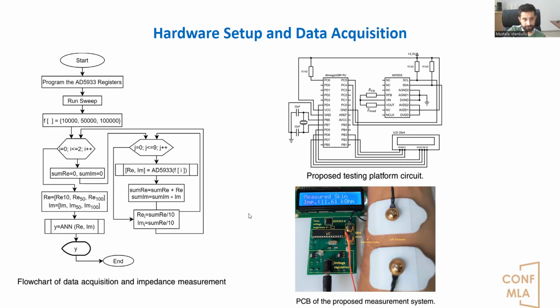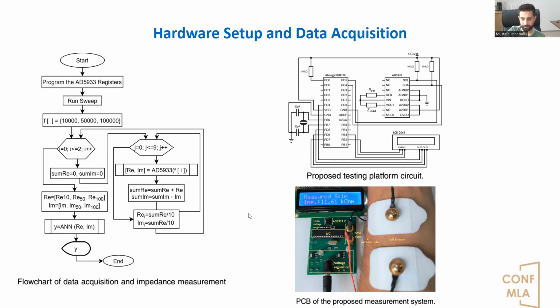Let's continue with the hardware setup. In this study, the impedance data acquisition is performed between 1 kilo to 200 kilo ohms interval at the frequency range of 10 to 100 kilohertz. Totally 1,930 impedances are measured in the specific impedance and frequency range for training of the neural network.